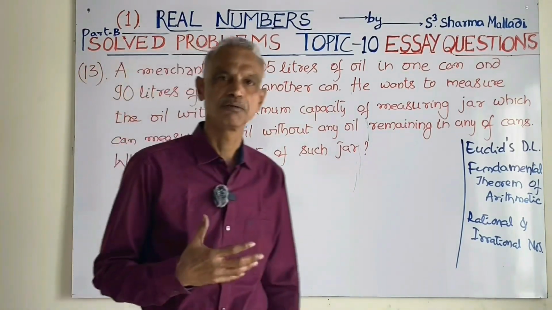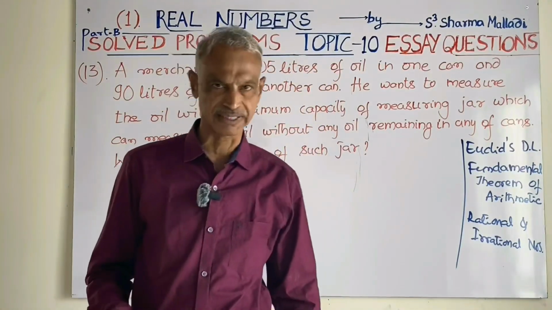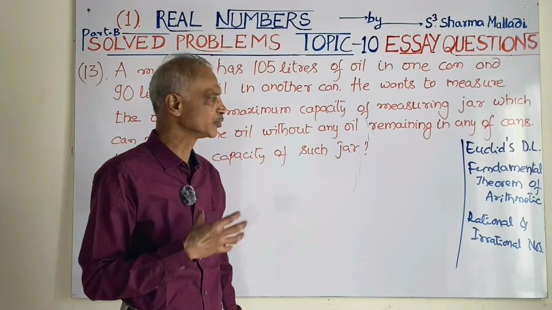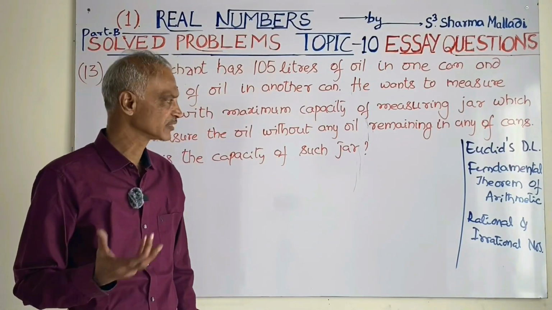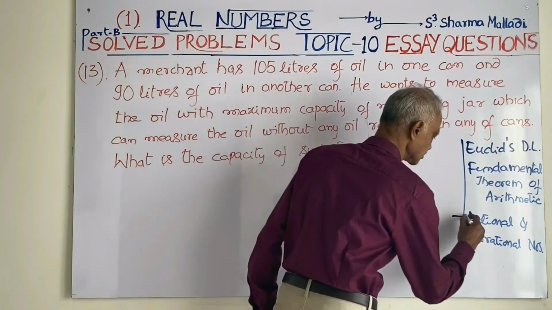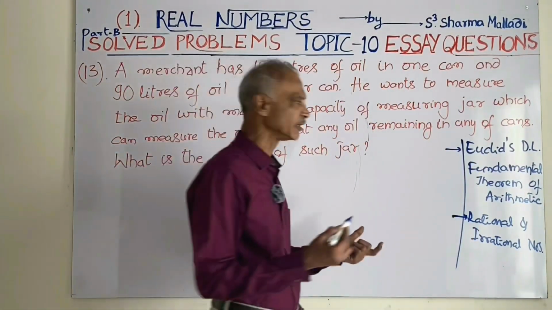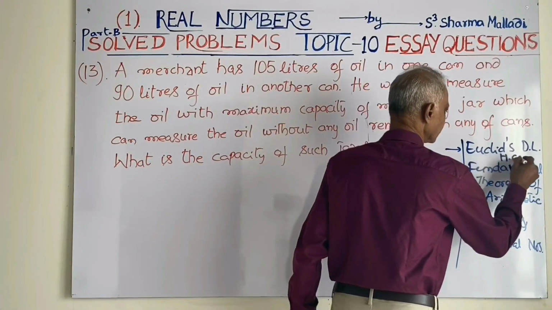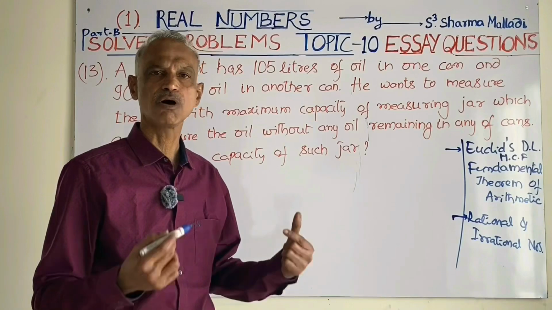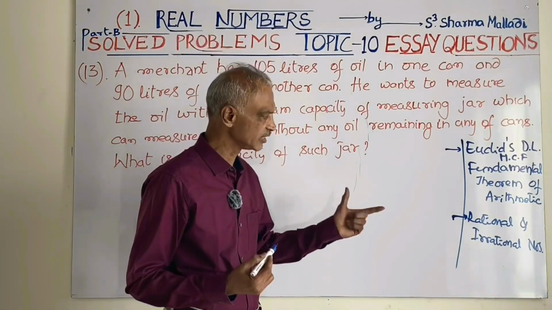You see, this problem is an application of Euclid's division lemma or algorithm. What are the topics we have in real numbers? Euclid's division lemma or algorithm, fundamental theorem of arithmetic, and rational and irrational numbers. Euclid's division lemma or algorithm is nothing but finding HCF. What is the fundamental theorem of arithmetic? We can write a composite number as a product of prime factors.